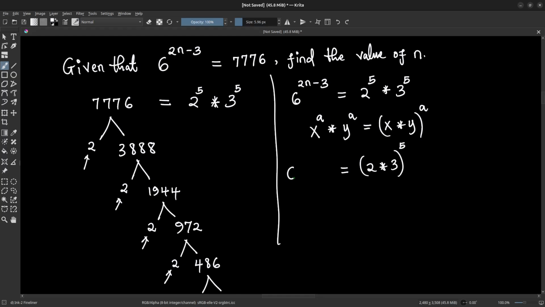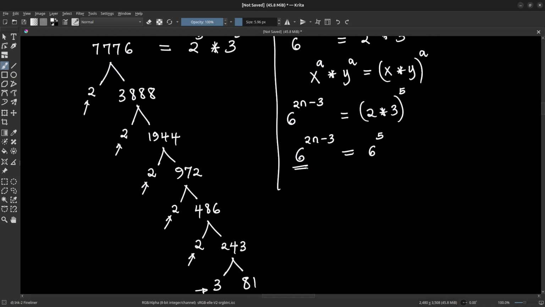On the left, we still have 6 to the power of 2n minus 3. So 6 to the power of 2n minus 3 is equal to 2 times 3, that's going to be 6, and then to the power of 5. The bases are now the same. When the bases are the same, it implies that the powers are identical. So we now equate the powers. So the powers on the left side are 2n minus 3. On the right, we have 5.